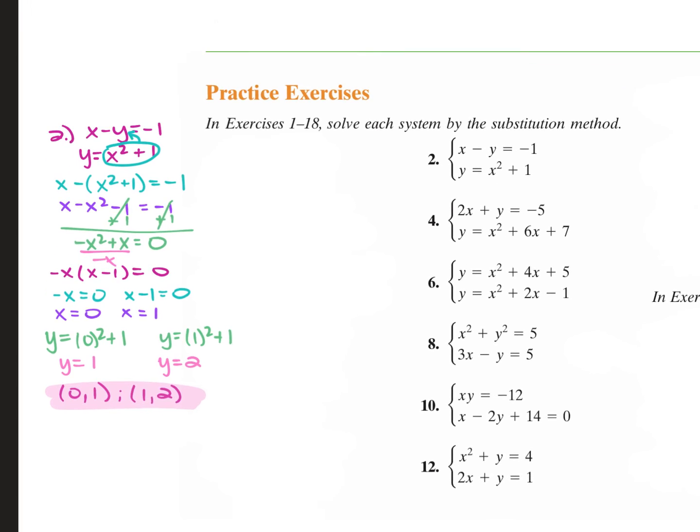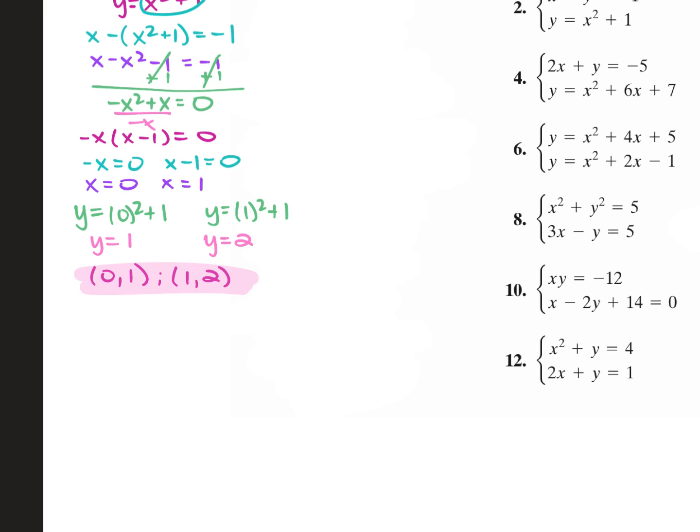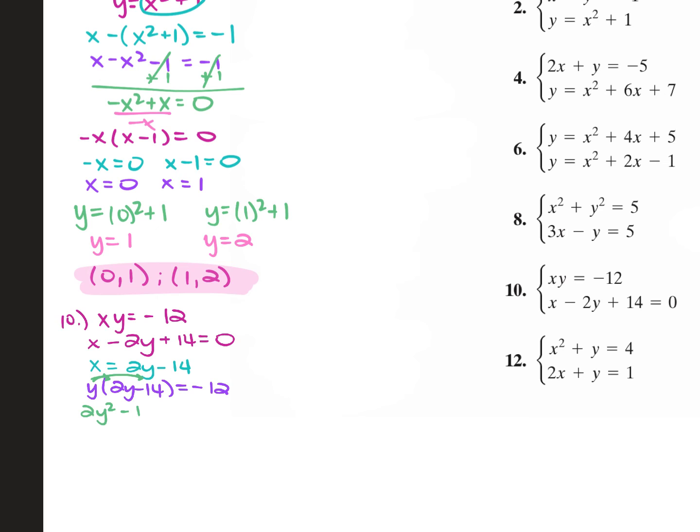So again, the next one I'm going to do is number 10. We have xy is equal to negative 12, and x minus 2y plus 14 is equal to 0. If we use that bottom equation and solve it for x, it turns into x is equal to 2y minus 14. We can just plug this into the top equation to be y times (2y minus 14) is equal to negative 12. This y gets distributed in, so that's 2y squared minus 14y is equal to negative 12.